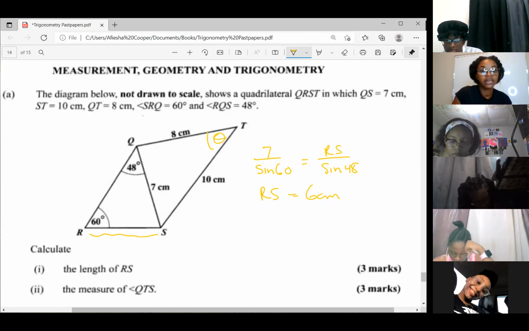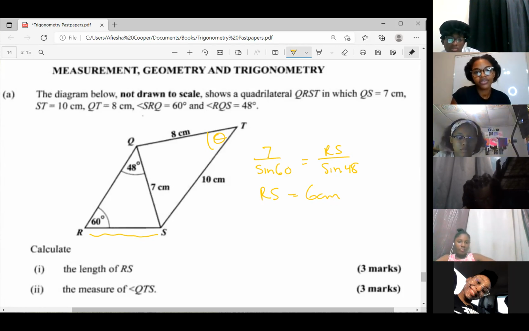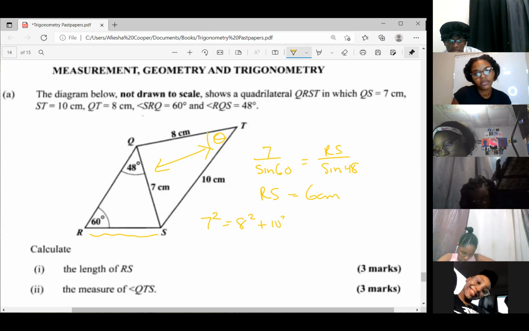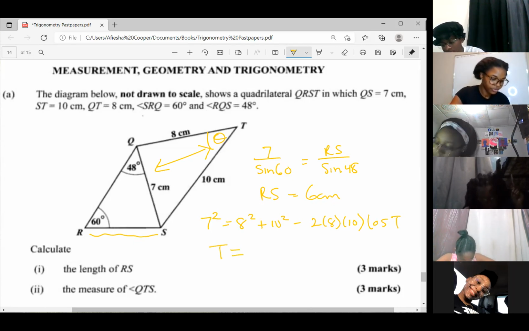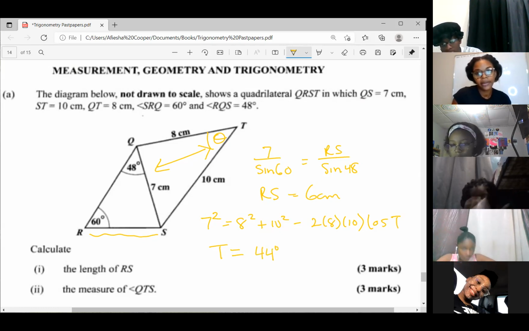What about QTS? Inside here, how do you find that? Cosine rule, right? Which line do we put on the outside for the cosine rule? The 7, opposite, correct. So 7 squared is equal to 8 squared plus 10 squared minus 2 by 8 by 10 by cosine t. Then we make cosine t the subject of the formula, and t will end up as cosine inverse in bracket 0.7187. What's the answer? 44 degrees. Very good.